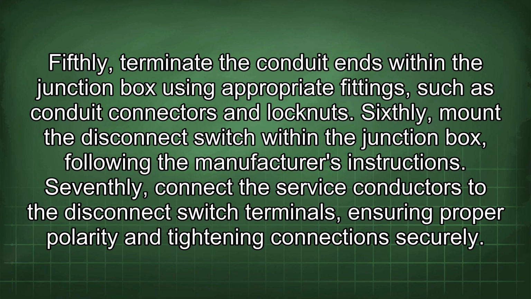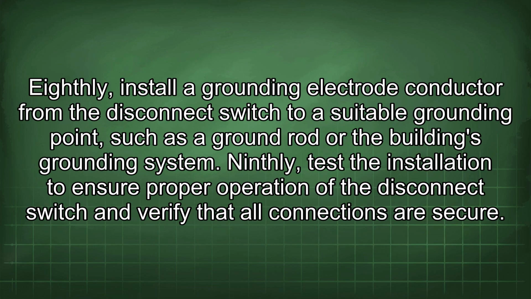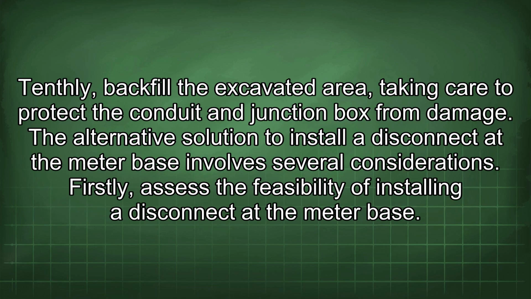Sixthly, mount the disconnect switch within the junction box, following the manufacturer's instructions. Seventhly, connect the service conductors to the disconnect switch terminals, ensuring proper polarity and tightening connections securely. Eighthly, install a grounding electrode conductor from the disconnect switch to a suitable grounding point, such as a ground rod or the building's grounding system. Ninthly, test the installation to ensure proper operation of the disconnect switch and verify that all connections are secure. Tenthly, backfill the excavated area, taking care to protect the conduit and junction box from damage.